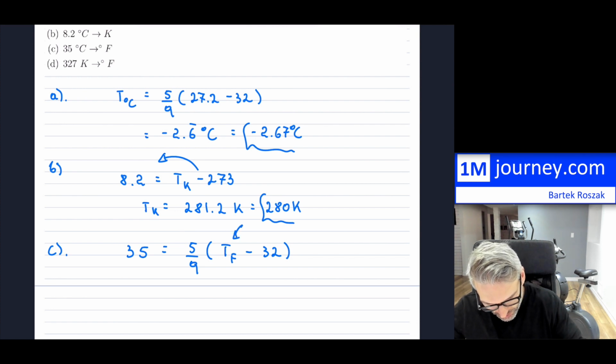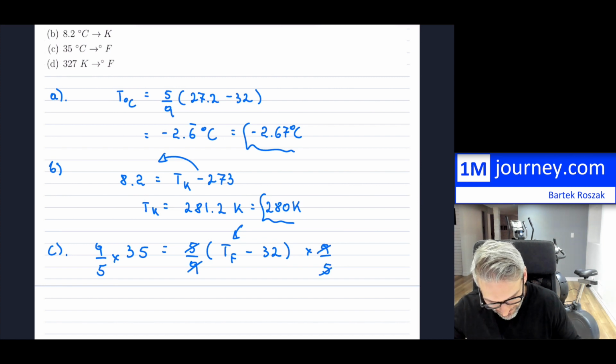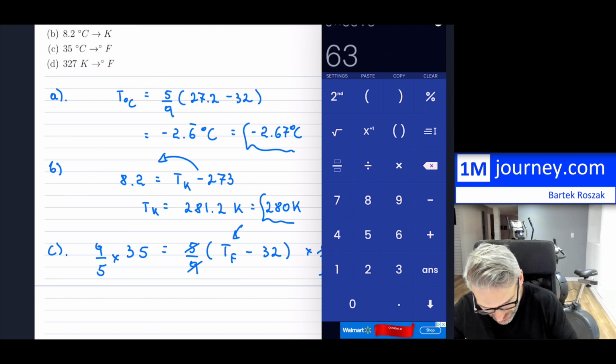We can multiply both sides by 9 over 5, and that's going to get rid of the 5 over 9 on that side. Then let's see what we will have. 9 multiplied by 35 divided by 5 is actually 63, which is equal to TF minus 32.